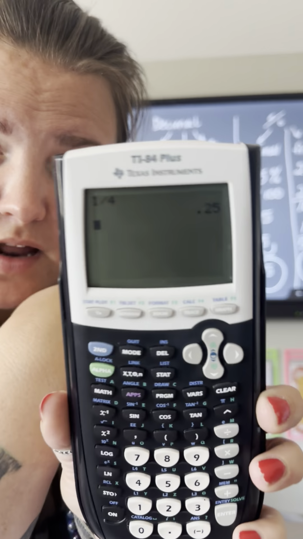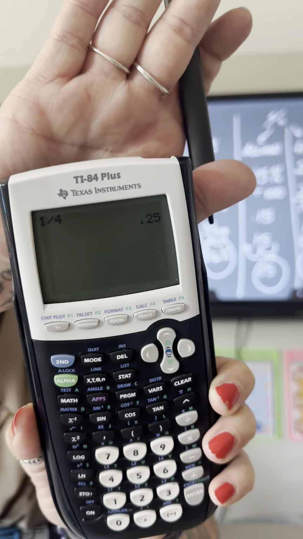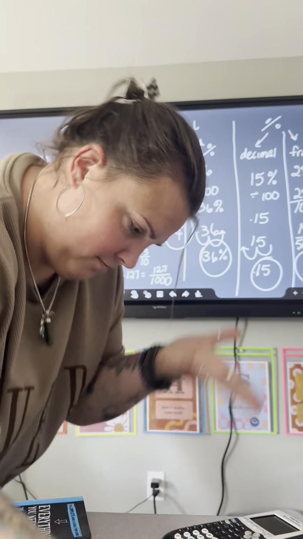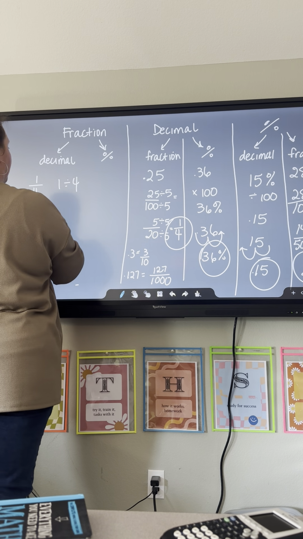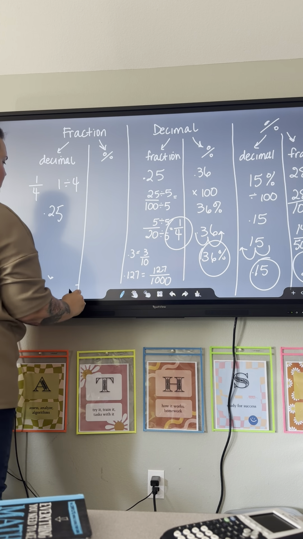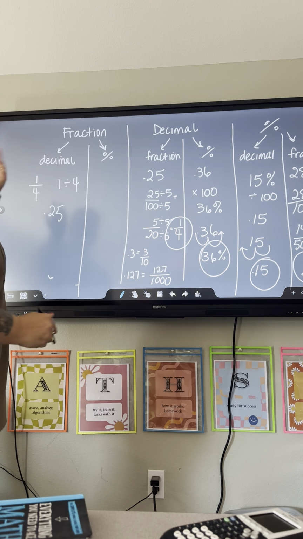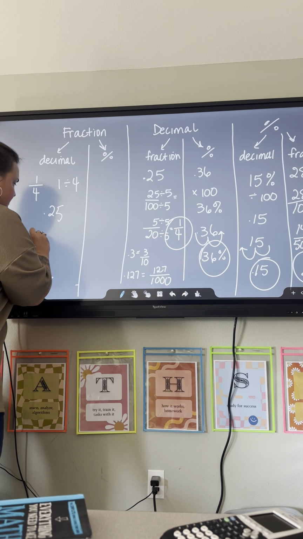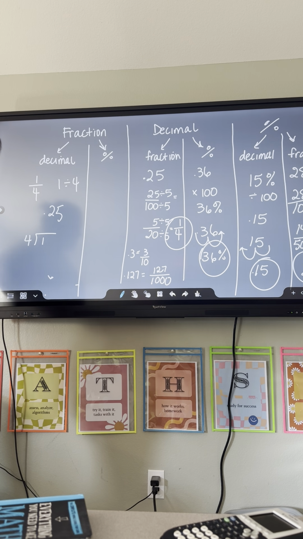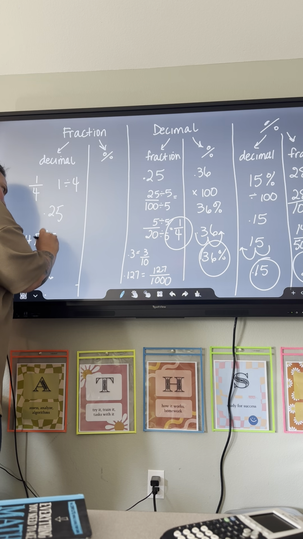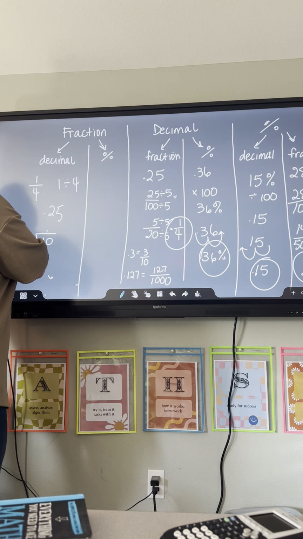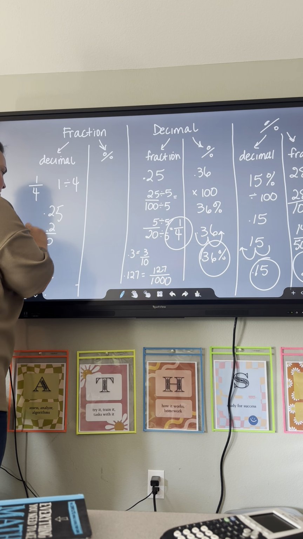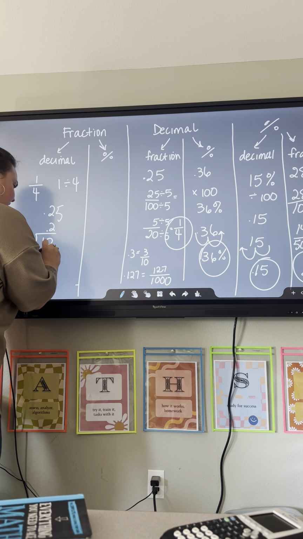I could do this: 0.25. That's it. 1 divided by 4 is 0.25. Now, here's the thing, what if you don't have a calculator? Well, do 1 divided by 4. 4 doesn't go into 1. I know, let's put a decimal. If we put a decimal, we can add zeros as we need them. 4 goes into 10 twice. 4 times 2 is 8.